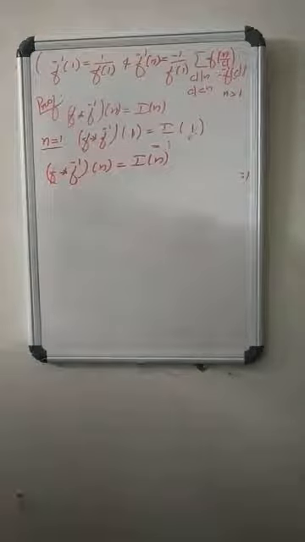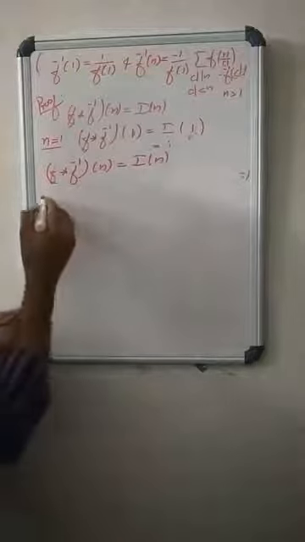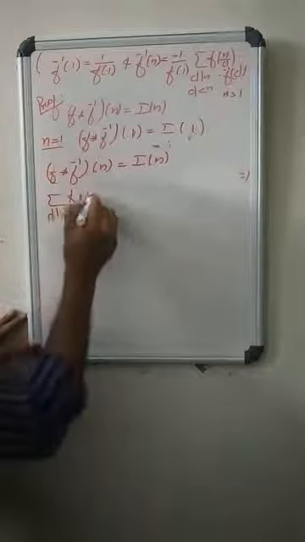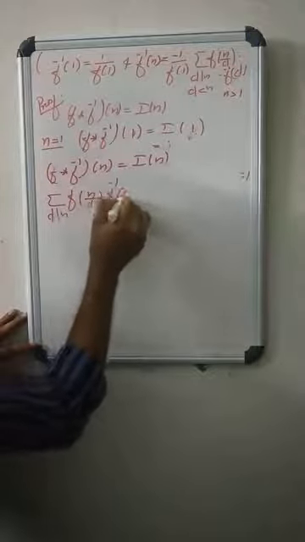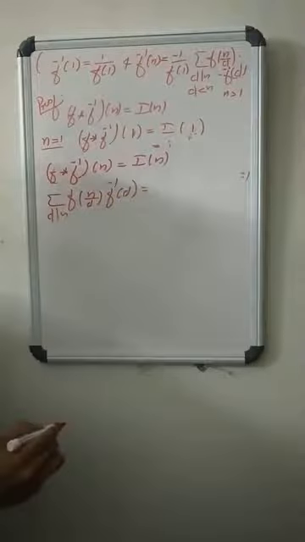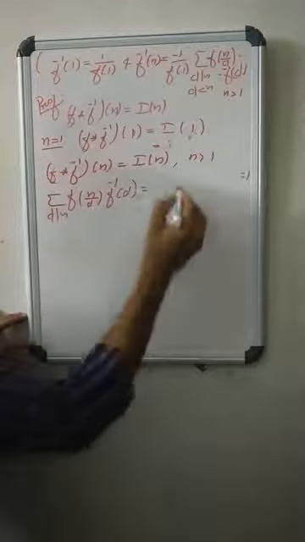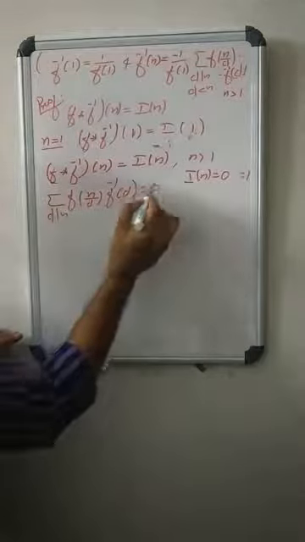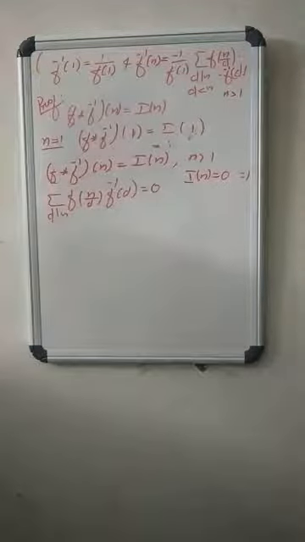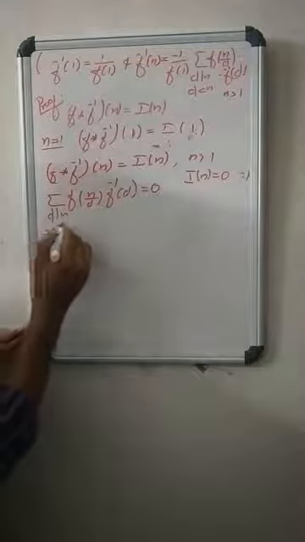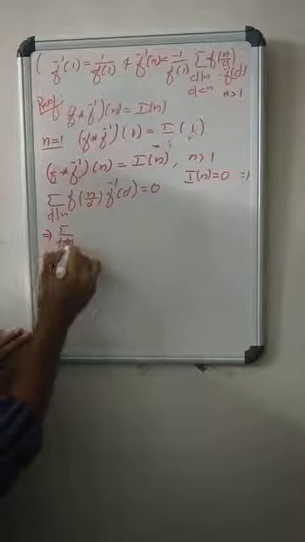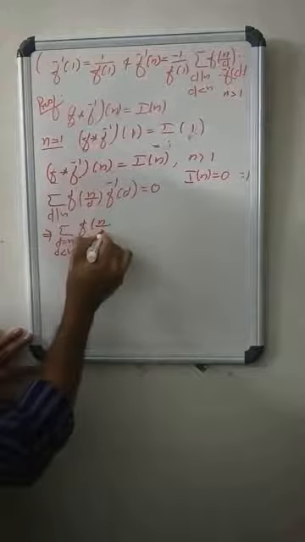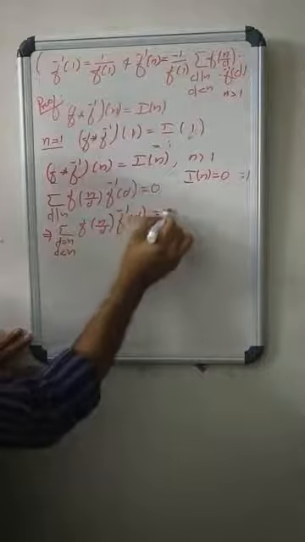That is, we have to solve sigma d divides n of f of n by d into f inverse d equals I of n. When n greater than 1, this I of n equals 0 by the definition of I of n. So sigma over d divides n of f of n by d into f inverse d equals 0. This can be rewritten as sigma over d divides n, d equal to n and d less than n, of f of n by d into f inverse d equals 0.